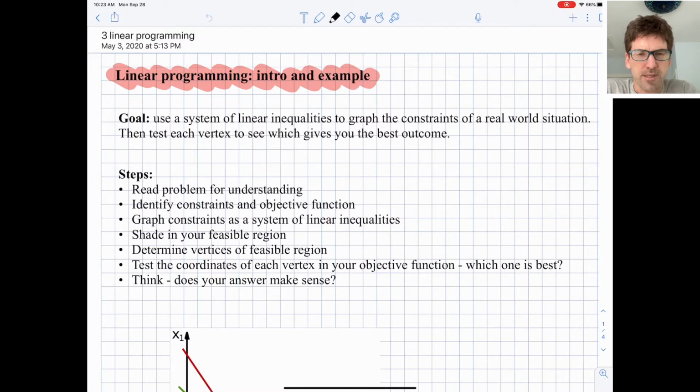But we're going to be using a system of linear inequalities to graph the constraints of a real-world situation. All real-world scenarios have real-world constraints. What are our limitations? And then we'll test the vertices of that feasible region, is what we call it, to see which gives us the best outcome.